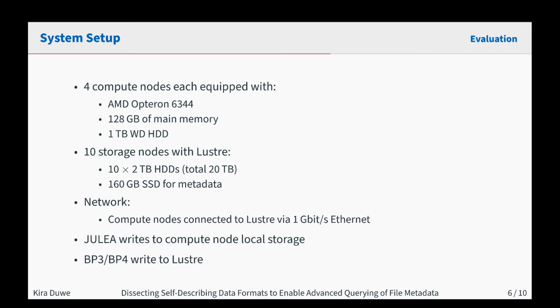128 GB of main memory, and a 1 TB Western Digital HDD with a writing performance of roughly 110 megabytes per second. Our Lustre has 10 nodes with 2 TB HDDs each and a 160 GB SSD for the metadata. And the compute nodes are connected to Lustre via gigabit Ethernet. And JULEA writes to the compute node local storage, and BP3 and BP4 write to Lustre.